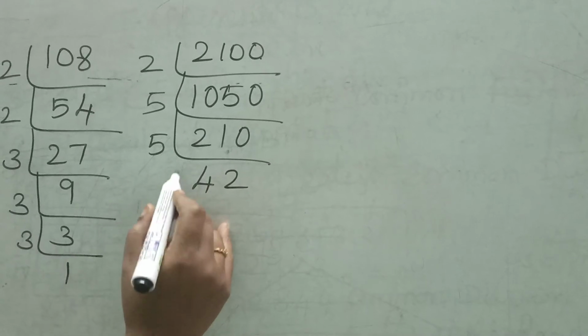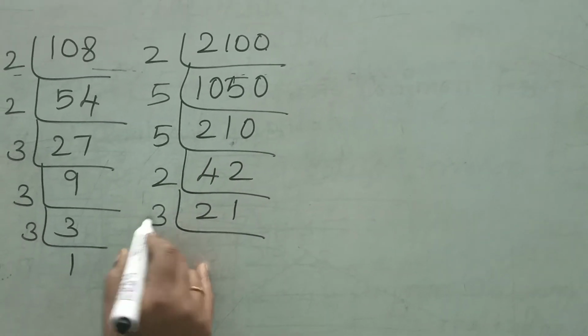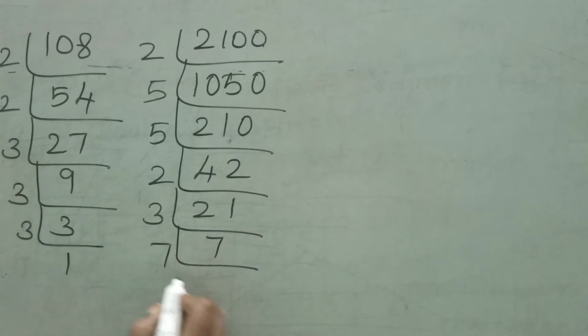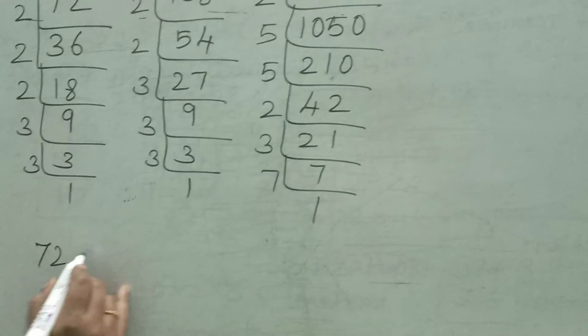Next, this number is divisible by 2. 21 is divisible by 3, 7 times. 7 is divisible by 7, 1 time. First, we write the factors of 72.